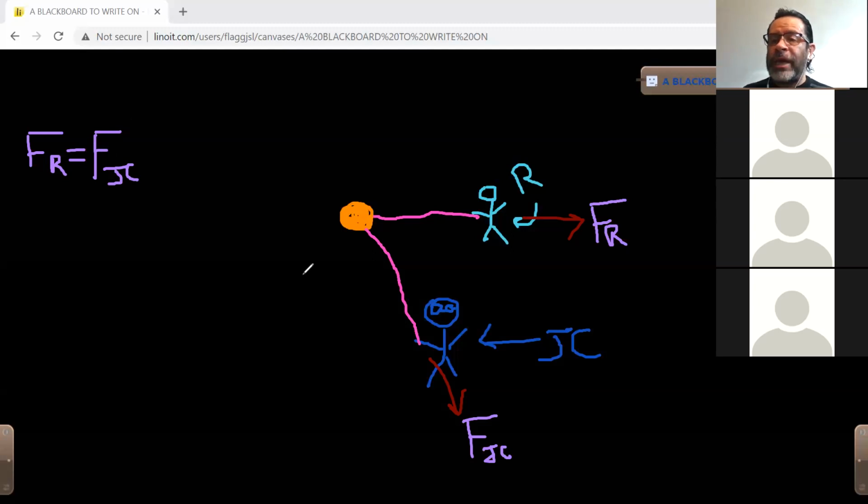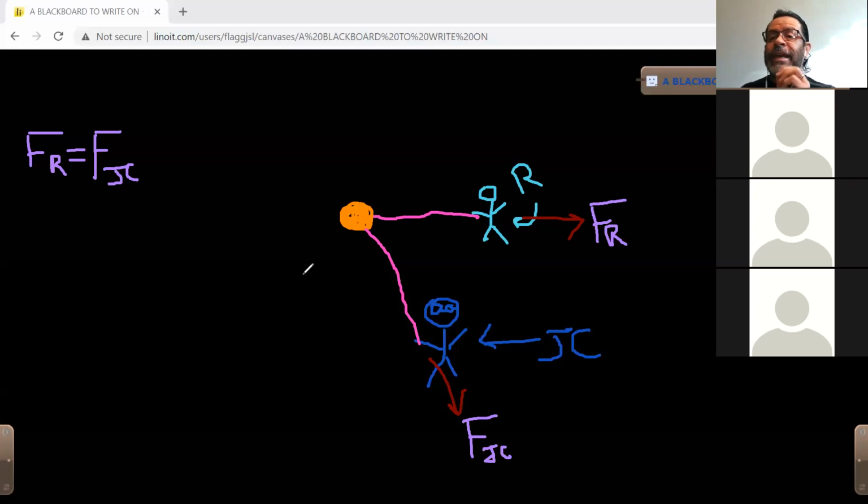I want to know in what direction the ball is going to go, and I want to know with what force it's going to be moving. By common sense, looking at the diagram, in what direction is the ball going to go? Anybody can just draw a line. In what direction do you think the ball is going to go? Is it going to stay still? Because they're both pulling with the same force.